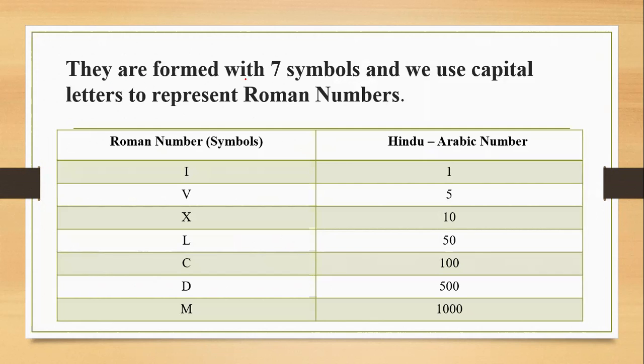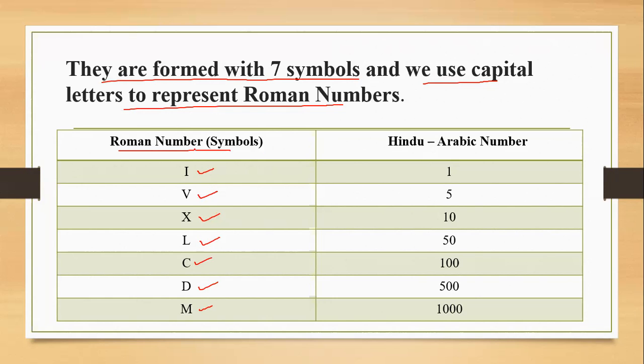Now, Roman numbers are formed with 7 symbols. For it, we use capital letters to represent Roman numbers. The 7 symbols in a Roman number are I, V, X, L, C, D, M. These are the 7 symbols in a Roman number, and we represent them with capital letters.